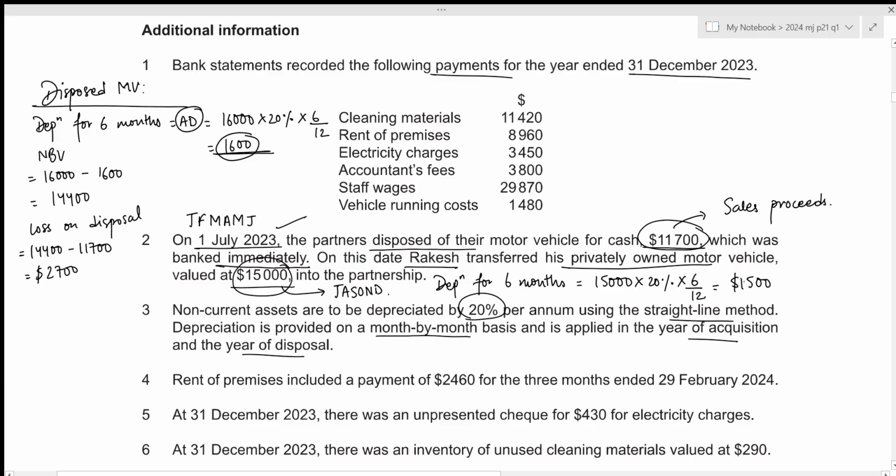Alright, now we can calculate the depreciation for the year, and this is for motor vehicle. So it is just going to be the depreciation on the existing vehicle for the first 6 months of this year, 1600, and the depreciation on the last 6 months for the new vehicle introduced by Rakesh, so 1500. This results in the value of 3100.